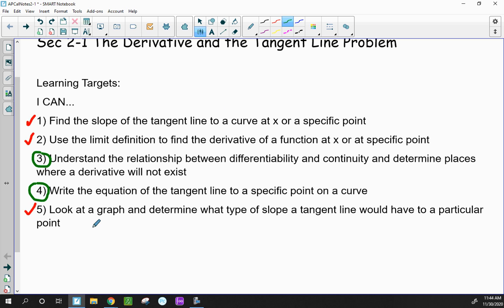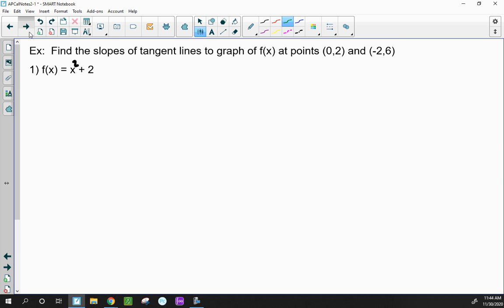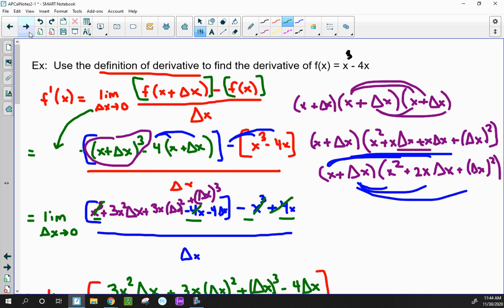Alright, so there are 5 learning targets, and what we did today was writing equations. I kind of tied in all of them, but writing equations of tangent lines at a specific point, trying to understand the difference between differentiability and continuity, using a limit definition, slope, looking at a graph, all the good things like that.